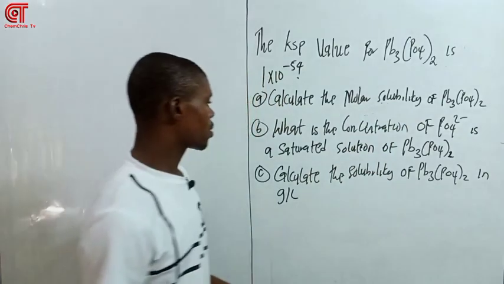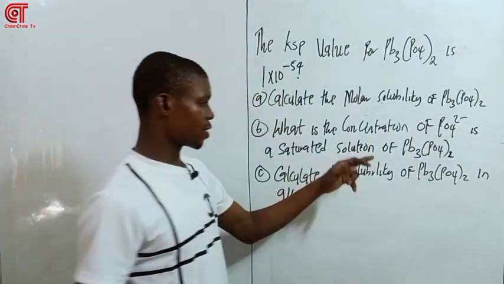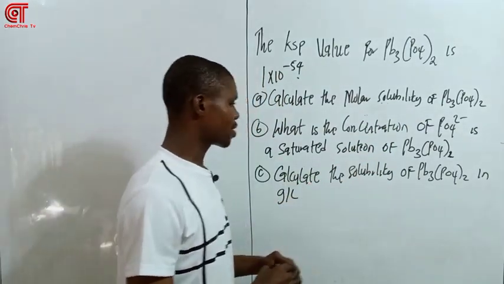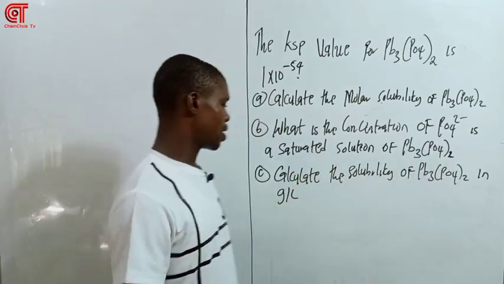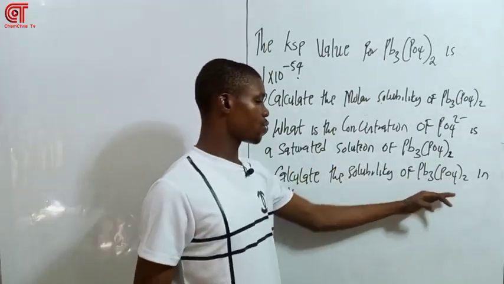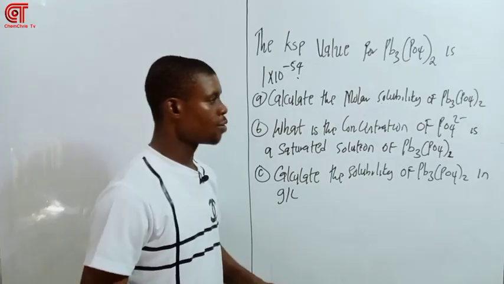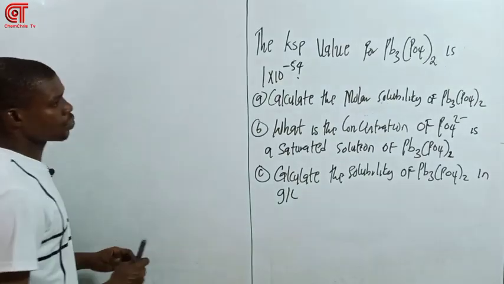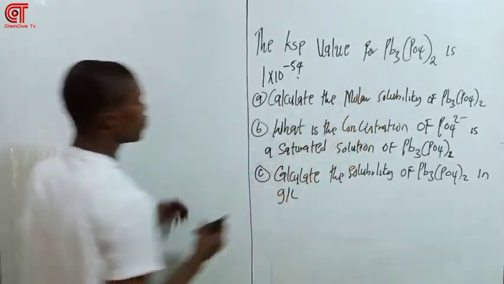The second one is to calculate the concentration of PO4 in the saturated solution of this salt. Then calculate the solubility of this salt in grams per liter. So pay close attention. The first thing to do is write the ionic equation.